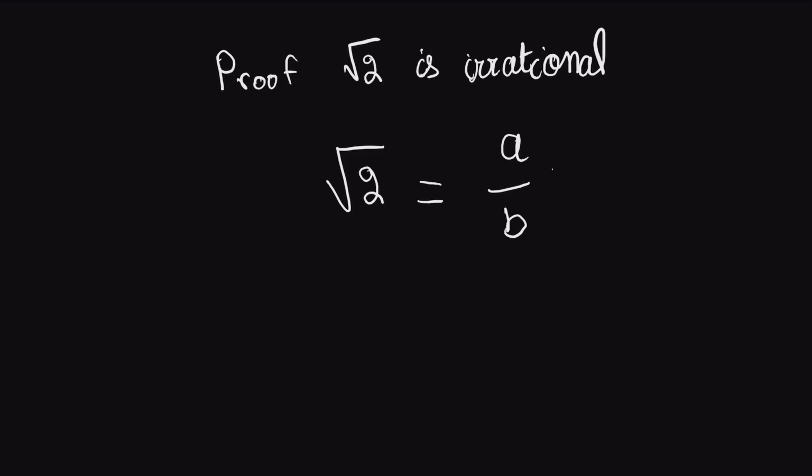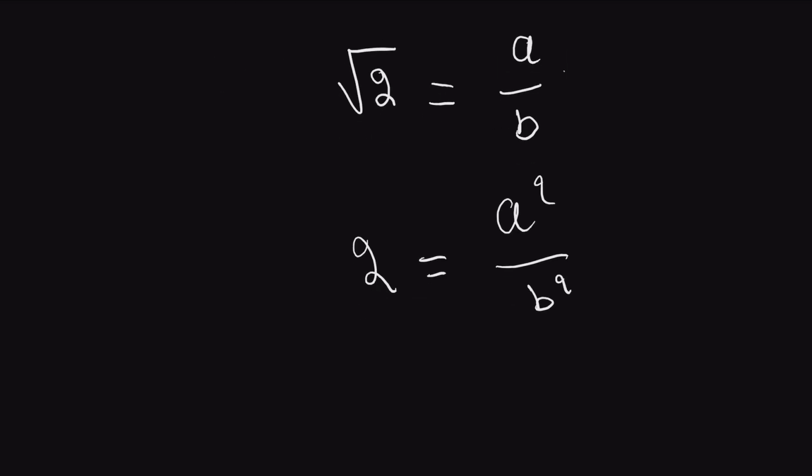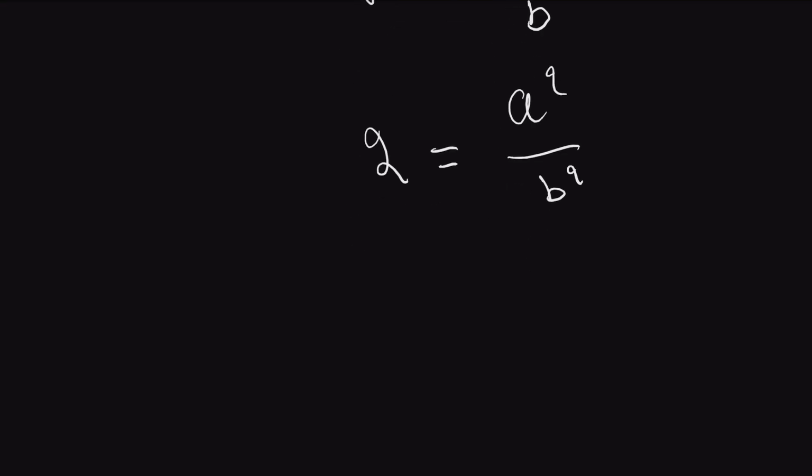So now the next step is going to be to square both sides. If we square both sides, the square root of 2 squared is just 2, and a over b squared is just a squared over b squared. And then the next step is multiplying both sides by b squared, so we get rid of the b squared in the denominator. What you end up with is a squared is equal to 2b squared.